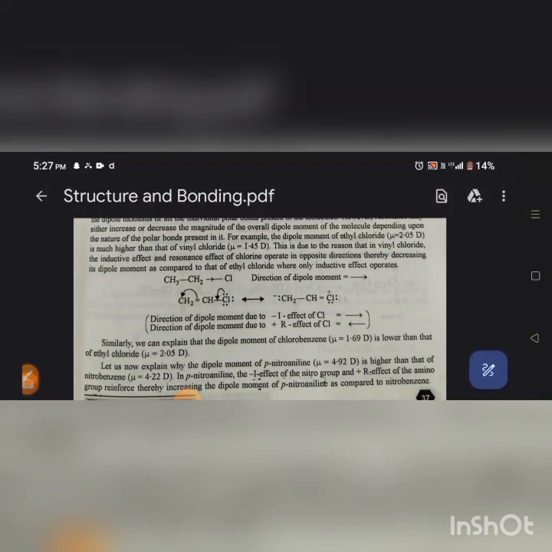For example, the dipole moment of ethyl chloride is much higher than that of vinyl chloride. This is due to the reason that in vinyl chloride, the inductive effect and the resonance effect of chlorine operate in opposite directions, thereby decreasing its dipole moment as compared to that of ethyl chloride, whereas in ethyl chloride only the inductive effect operates.